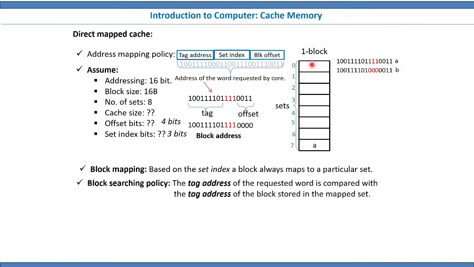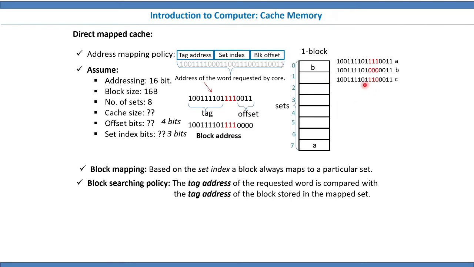Okay, now again core is requesting for this address B, and now based on this set index, B has to be stored in set 0. How is it stored? First of all, since there is a miss here, it will go to main memory and fetch the data from main memory and store it in this location. And then the requested data will be sent from here to core.